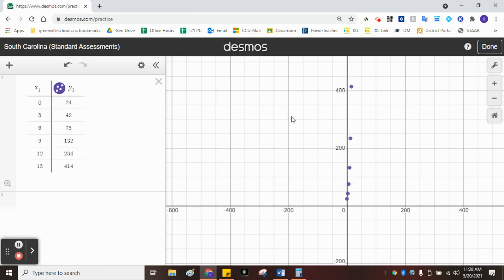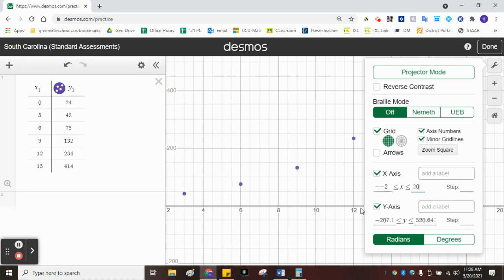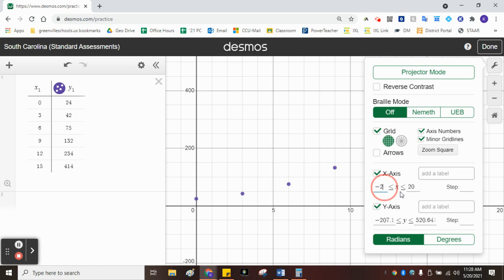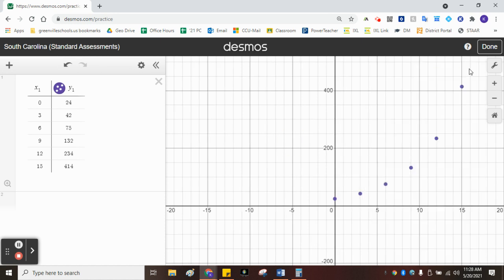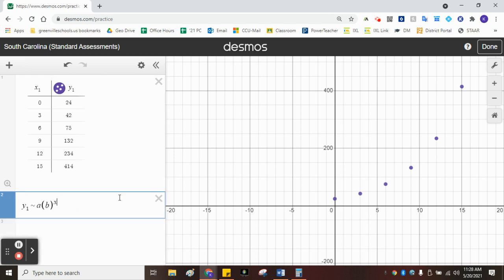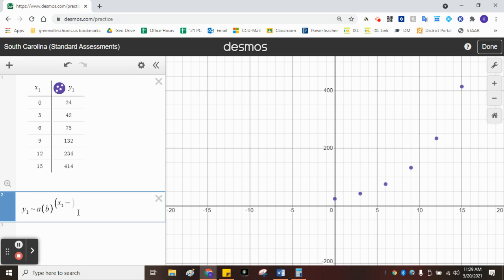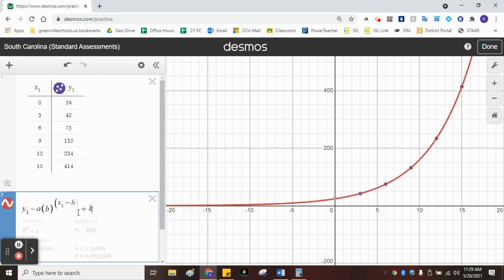All right, so I typed in our numbers and I zoomed out to see the highest point. And I'm going to go into settings and go to negative 20 x and positive 20 x. You usually see something better if it's more realistic. All right, and then our equation, y1 is approximately a parentheses b raised to the x1, that's what makes it exponential, is putting this up here, minus h in parentheses, plus k.